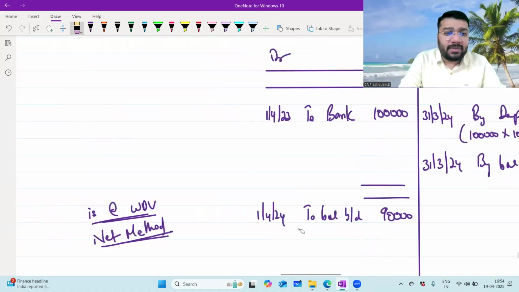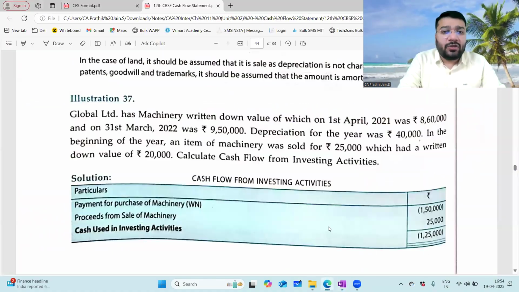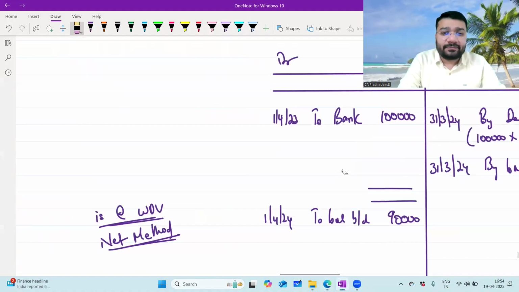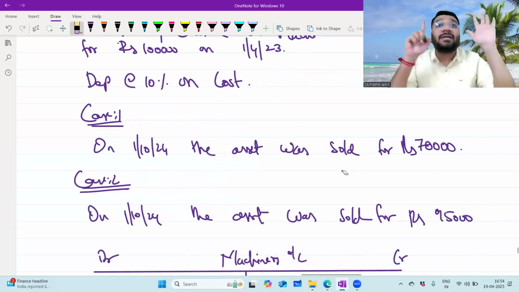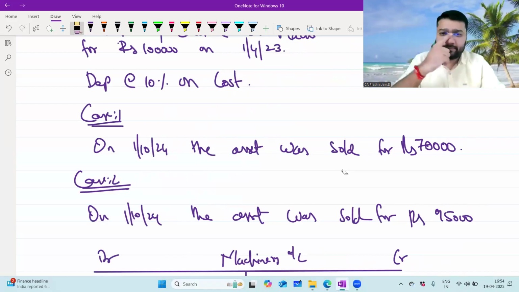Now what happens? In the current year, you've sold the asset. When did you sell the asset? We have sold it after using it for 6 months. We've used the asset for 6 months and then we have sold it.